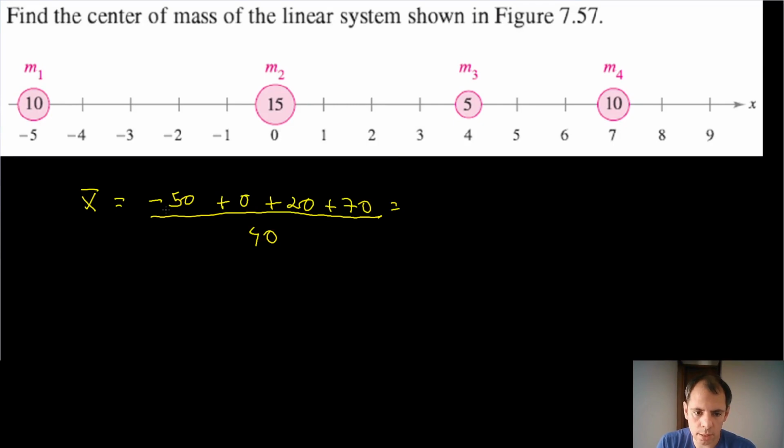So this is going to be minus 30 plus 70, which is 40, divided by 40. So this is going to be the center of mass, which is the same thing as the moment about this origin divided by the sum of the total mass. So you have 1. What does this mean? That means that the center of mass, guys, is actually at 1.